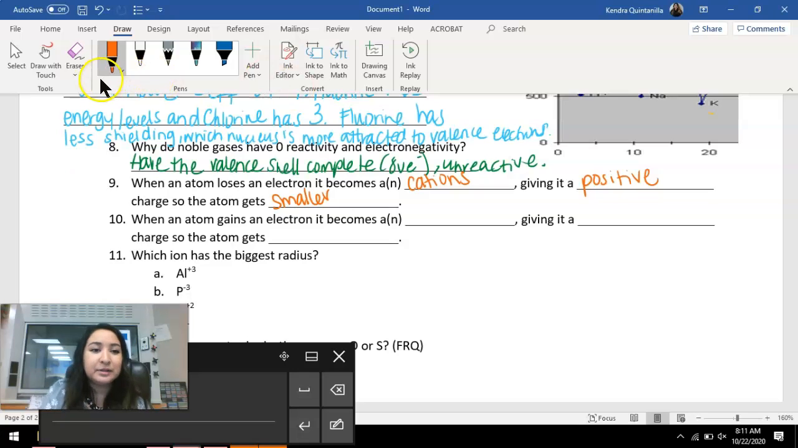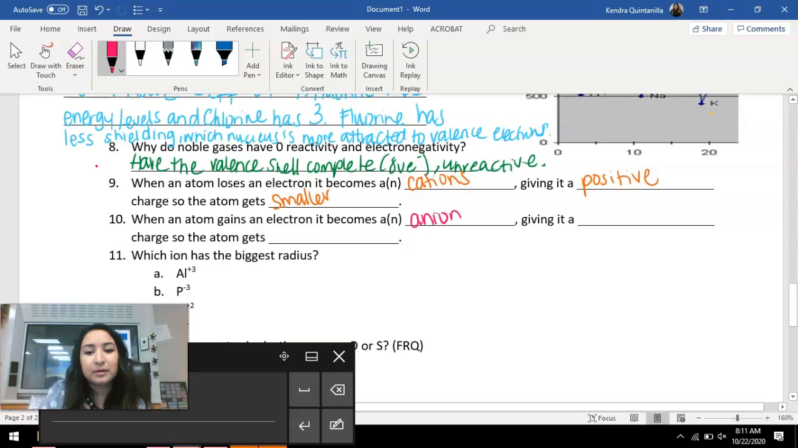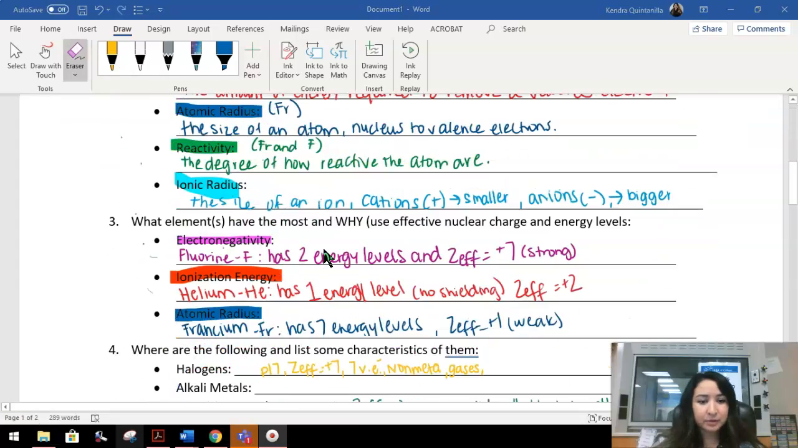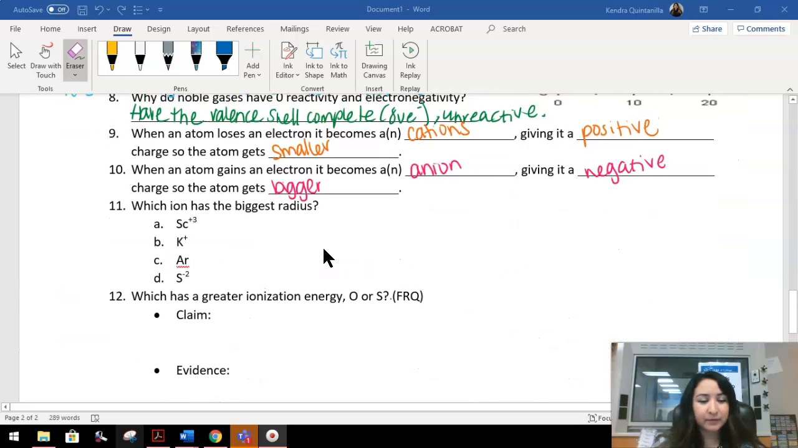Now let's look at the next question. When an atom gains an electron, it becomes, so opposite, when it gets an electron, now we're adding more negative charges. I know when they're negative, it's called an anion. So giving it a negative charge, the atom actually gets bigger. Why does it get bigger? Well, there's more electron-electron repulsion. So let's look at question number 11.